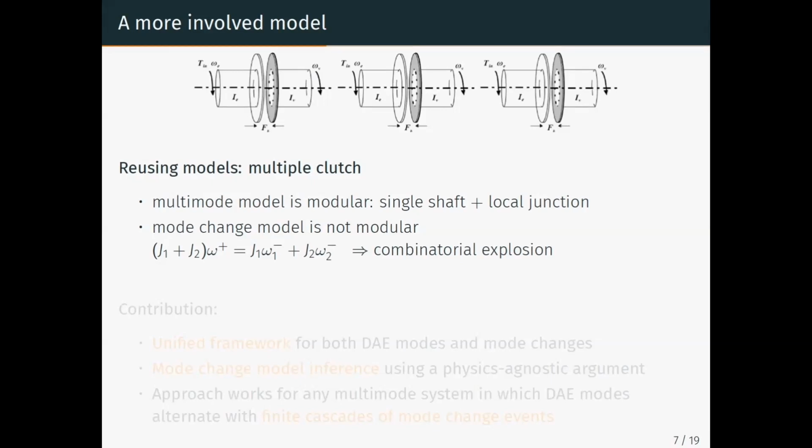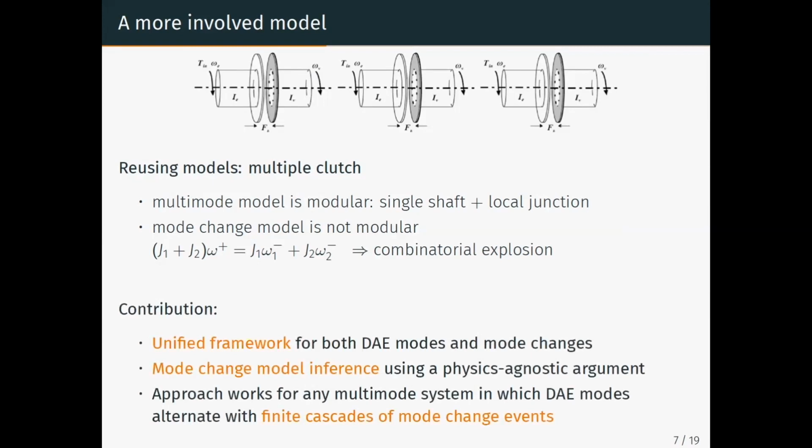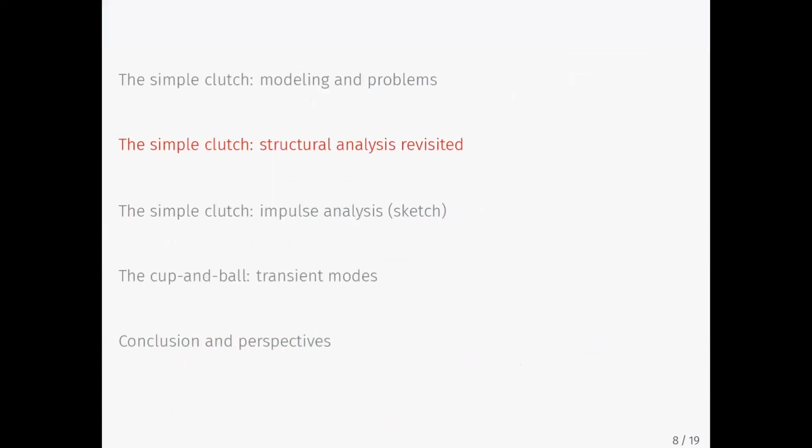However, there is a combinatorial explosion of mode change models, as every possible engagement of two or several shafts has to be considered. As such, our approach was designed with the idea that mode change laws should be inferred by the compiler using a physics-agnostic process, and that both this analysis and the structural analysis of the modes themselves should be carried out in a unified framework. The proposed approach actually works for a large class of multimode models, including models in which events of mode changes may instantaneously trigger other events as long as such cascades of events are finite. We illustrate this approach on the simple clutch model.